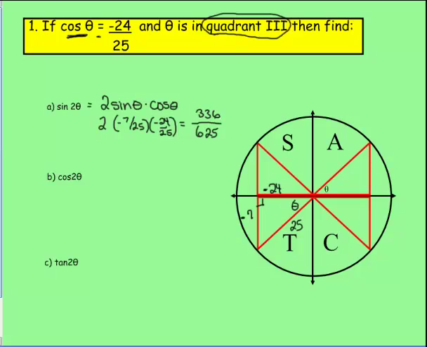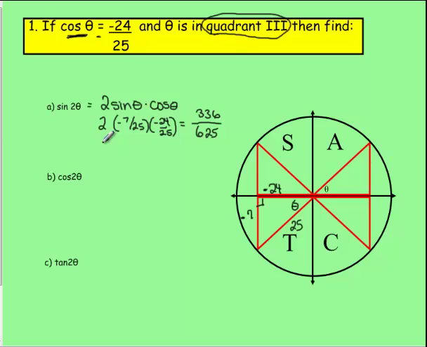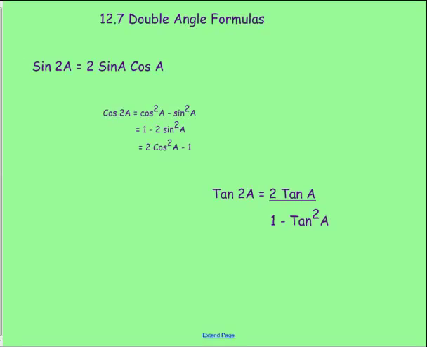Cosine of a double angle. Well, look here. I've got all these cosine formulas to pick from. Which one would you like to use? Well, it doesn't matter now that we know the sine. I can use this or this, but I'm just going to use 2 cosine squared theta minus 1.